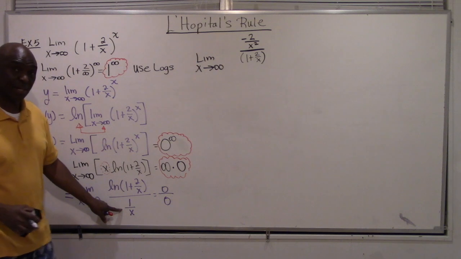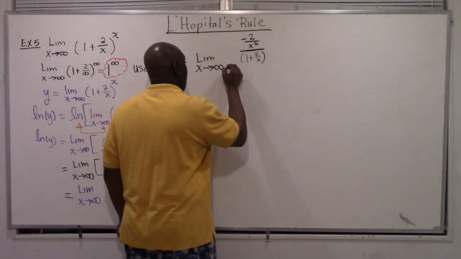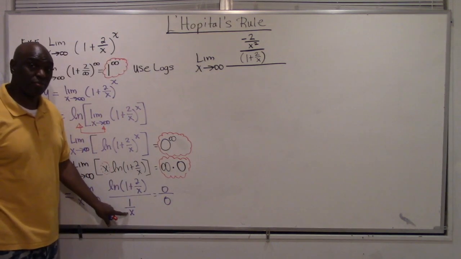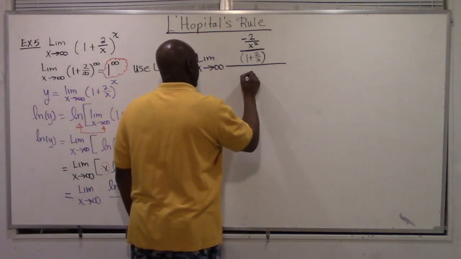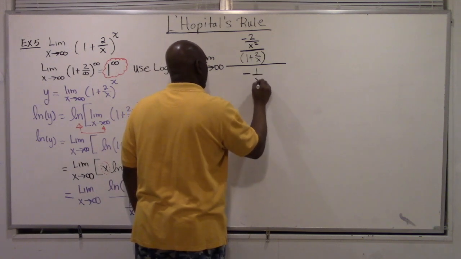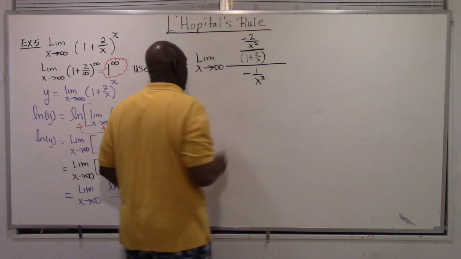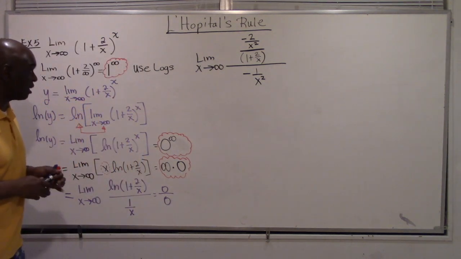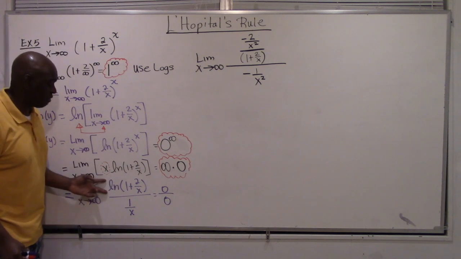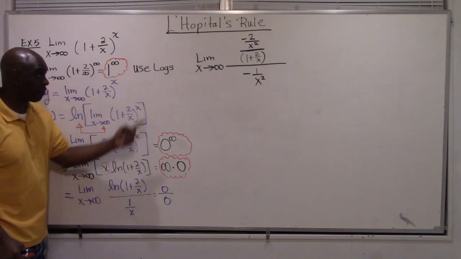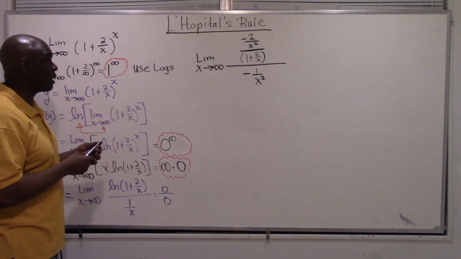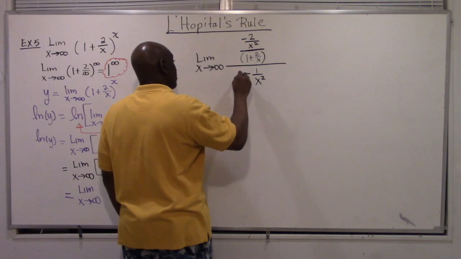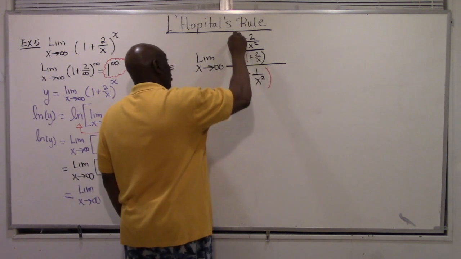What's the derivative of my denominator? What's the derivative of 1 over x? It's negative 1 over x squared. Very good. So that's our derivative right there. That's the derivative of the numerator divided by the derivative of the denominator. That's what we get. In essence, we're taking this and all of this.